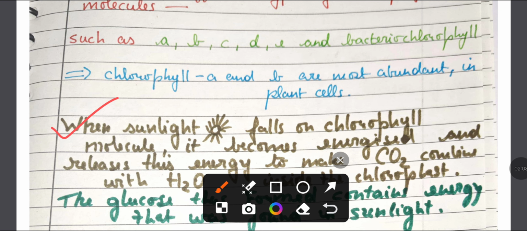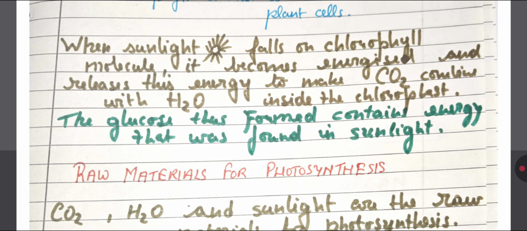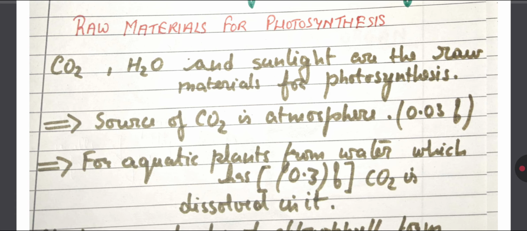When sunlight falls on chlorophyll molecule, it becomes energized and releases this energy to make CO2 combine with H2O inside the chloroplast. The glucose thus formed contains energy that was found in sunlight. Raw materials needed for photosynthesis. Now pay attention. Carbon dioxide, water and sunlight are the main raw materials needed for photosynthesis.